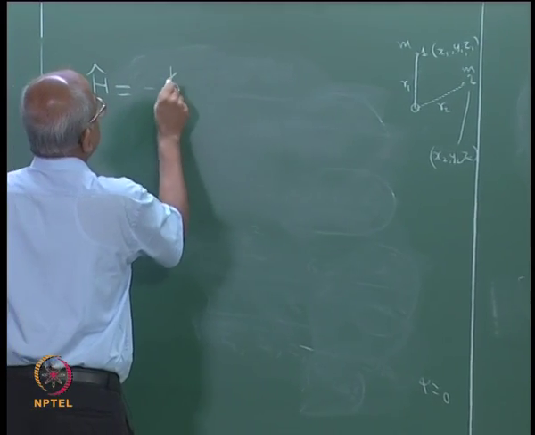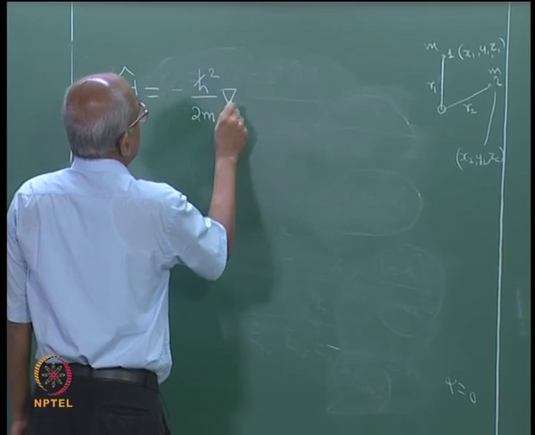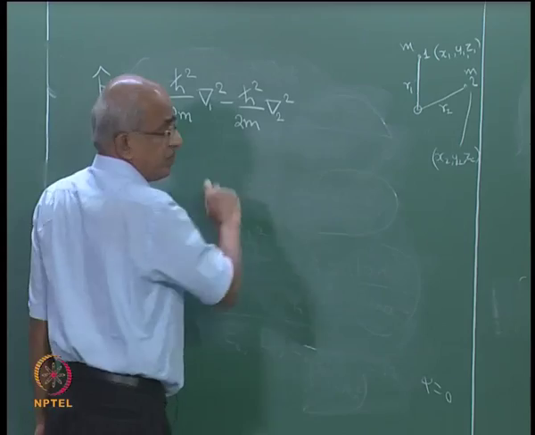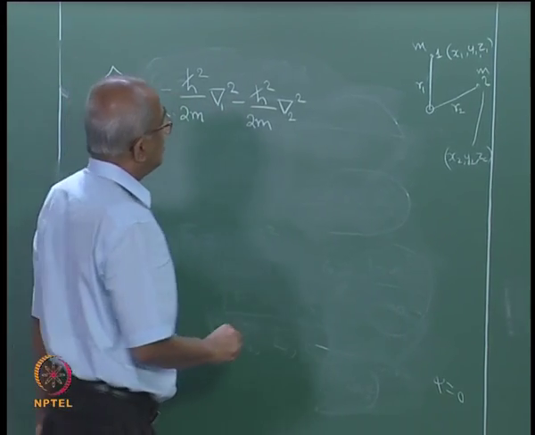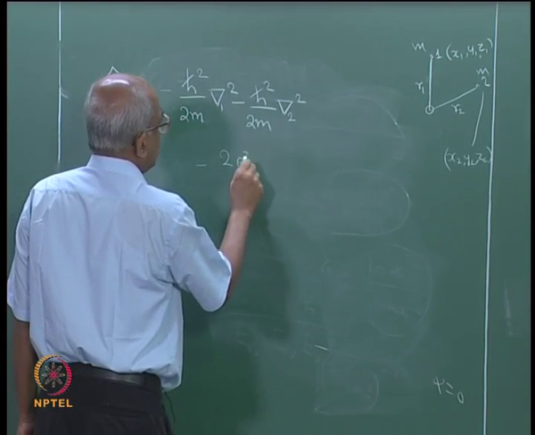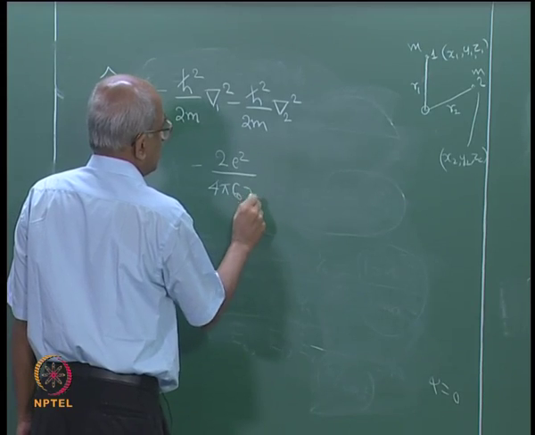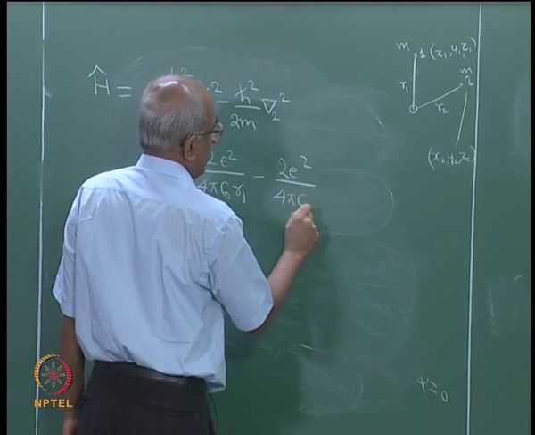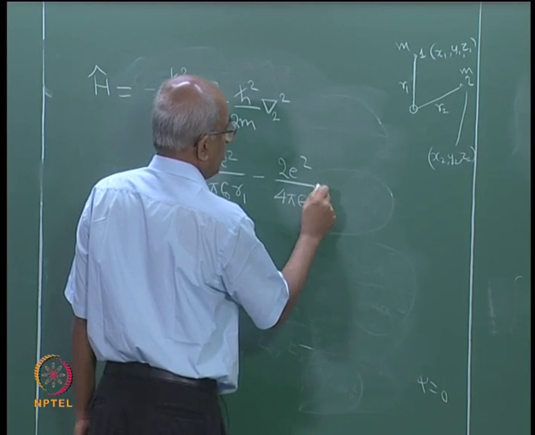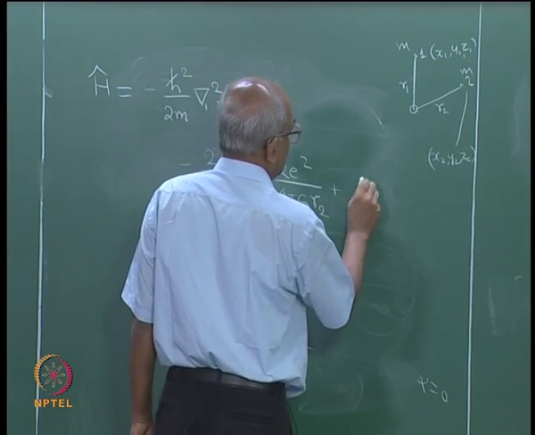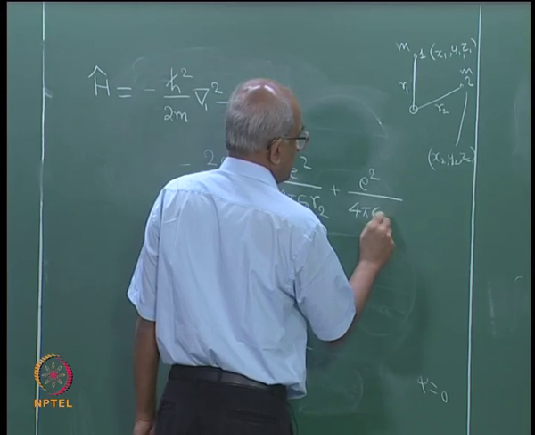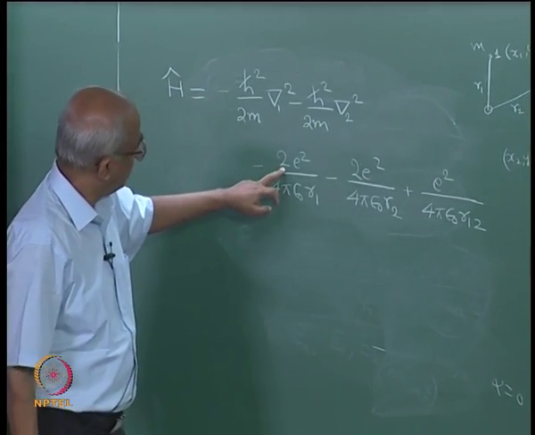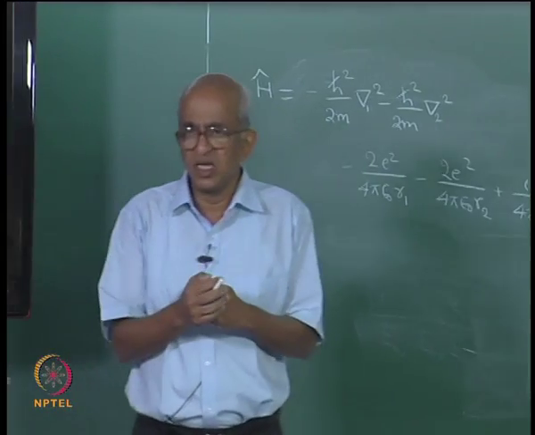So, what will happen? Minus h cross square divided by 2m del 1 square minus h cross square by 2m del 2 square. These are the kinetic energies of the 2 electrons. Then I would have minus 2 e square divided by 4 pi epsilon 0 r1 minus 2 e square divided by 4 pi epsilon 0 r2, and there is repulsion between the two, e square by 4 pi epsilon 0 r12. Right, you have a 2 here, you have a 2 there. The reason is that I am thinking of a helium nucleus.